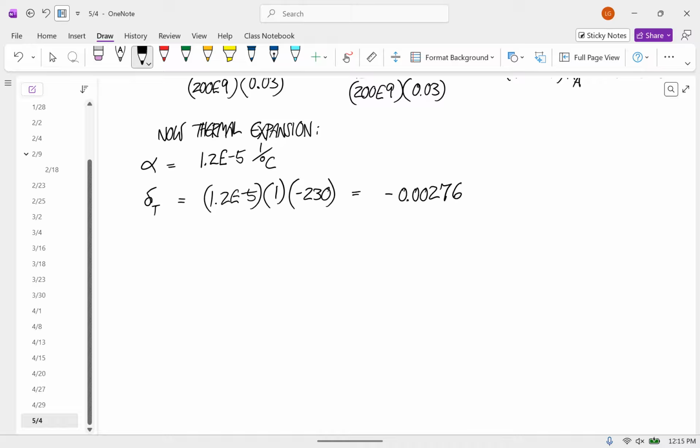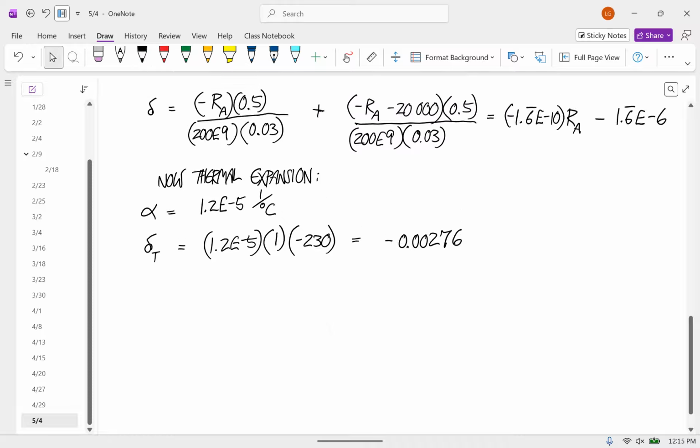Well, so basically, in order to keep the length the same, we're going to have to stretch this bar now 2.76 millimeters. And think of how much force you have to apply to a steel bar with a relatively big cross section in this case to make it stretch 2.76 millimeters. It's a lot of force. That's why these reactions are going to be big.